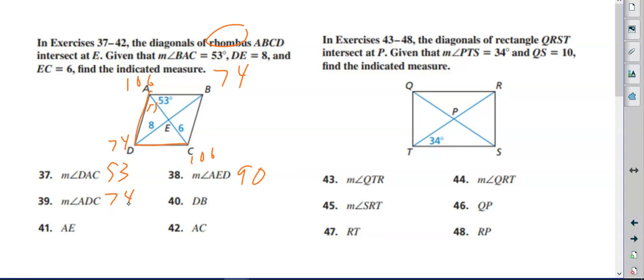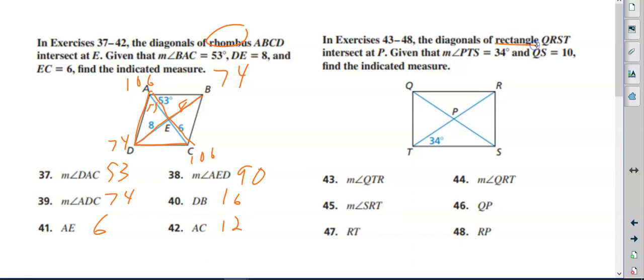ADB would be 37. DB is the whole length here, so that's 8 and that's 8, so that's 16. AE is going to be the same as EC, so that's 6. And AC, the whole thing, will be 12. Okay?